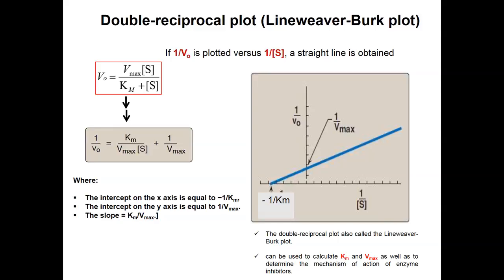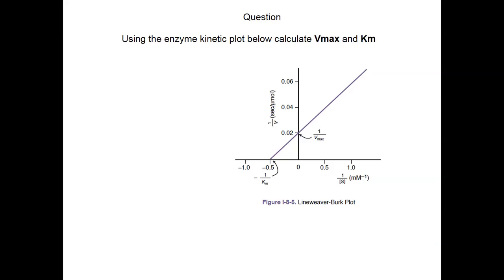Is that clear? So now, once you put the straight line, the point where this line crosses the 1 over v0 axis, your y-axis, is the 1 over Vmax. And the point where the straight line hits your x-axis, which is 1 over s, is minus 1 over Km. So now if I give you a curve and I ask you to determine the Vmax and Km, can you do that? Okay, good.